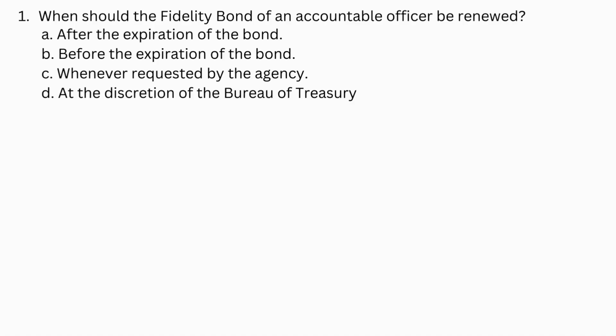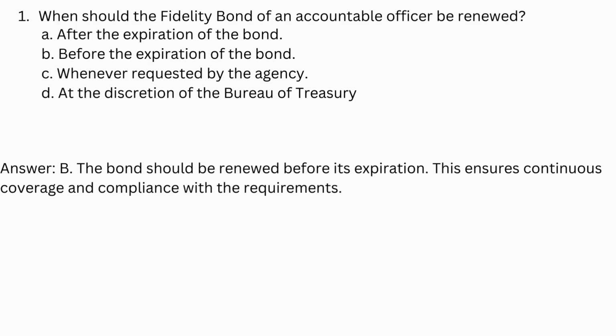Number 1. When should the fidelity bond of an accountable officer be renewed? A. After the expiration of the bond. B. Before the expiration of the bond. C. Whenever requested by the agency. D. At the discretion of the Bureau of Treasury. Answer, letter B. The bond should be renewed before its expiration. This ensures continuous coverage and compliance with the requirements.